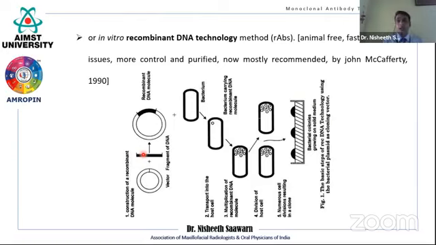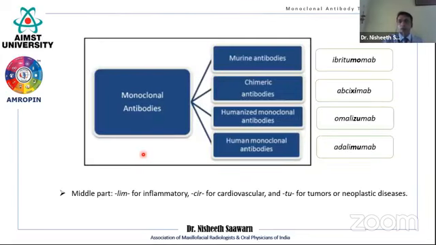Nowadays most of the countries, western countries or the developed countries, are recommending recombinant DNA technology techniques, and in short they are called RABs, that is recombinant antibodies. These are two methods. Now, based on which animal is being used or which method the monoclonal antibodies are being formed, they are of four types.